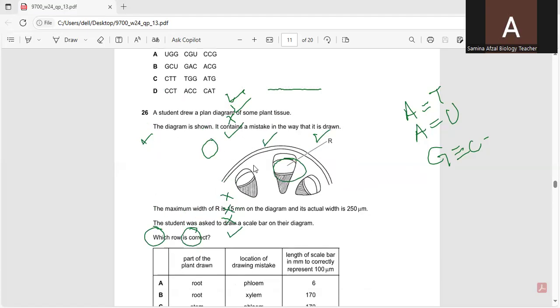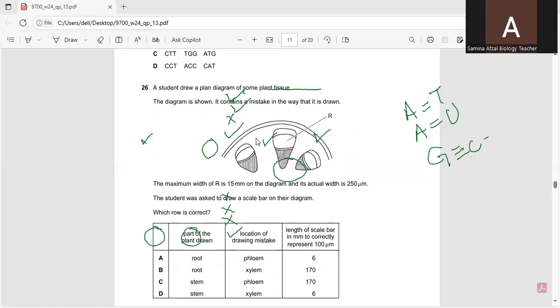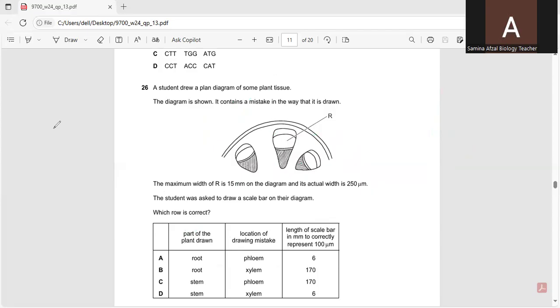Next, question number 26. A student draws a plan diagram of some plant tissues. You can see over here, the diagram contains a mistake in the way that it is drawn. The maximum width of R is 15 millimeters on the diagram, and its actual width is 250 micrometers. The student was asked to draw a scale bar on their diagram.